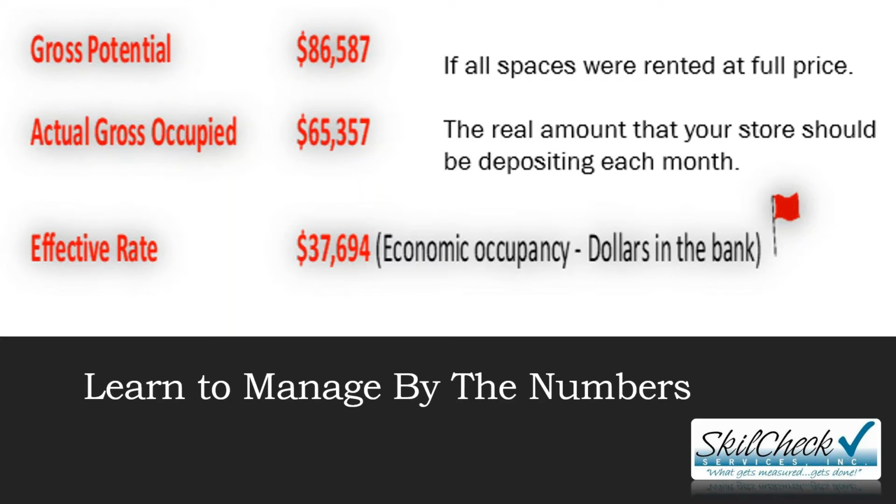The gross potential is 86,587, and again, that's all rented at full price. And of the spaces that are rented, the income should be 65,357. That is the real amount that should be deposited each month. But look at the effective rate and what's actually being deposited. This 37,694 of economic occupancy, that's dollars in the bank, and that's a red flag to me. What I find so important is if you learn to live and manage by the numbers, you're going to be asking, why is the economic occupancy so much lower than what it should be at 65,357?